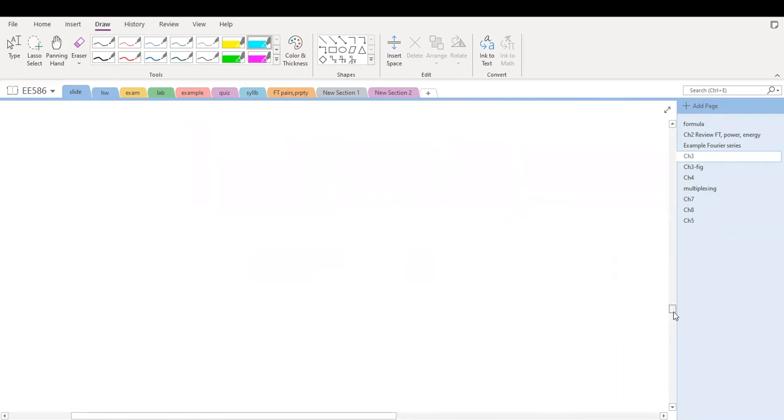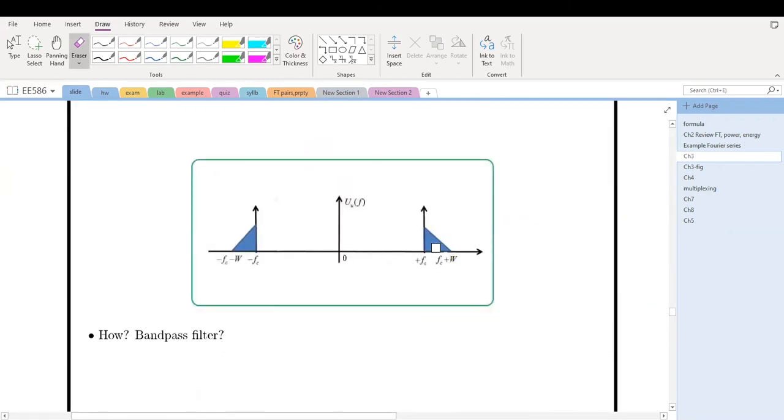Now I have a better drawing here. This is the upper sideband, the positive portion. This is the negative portion.